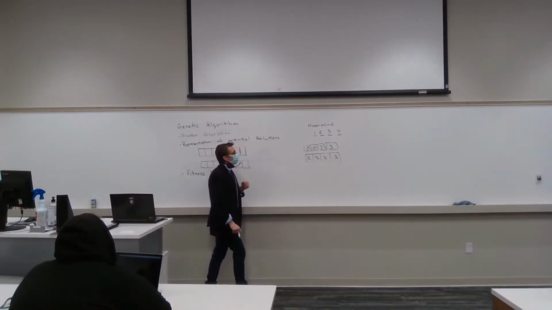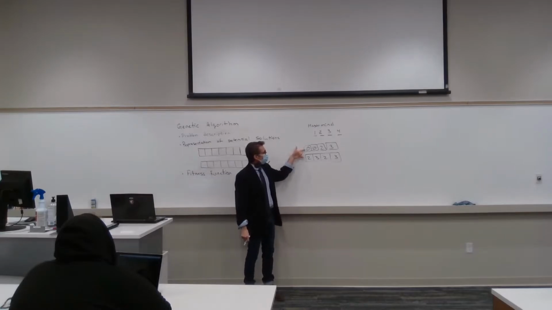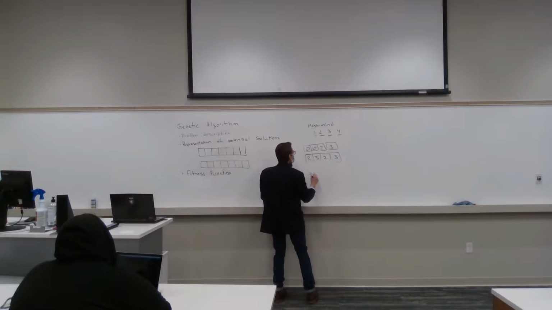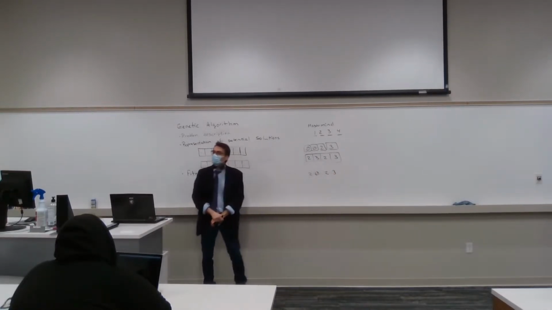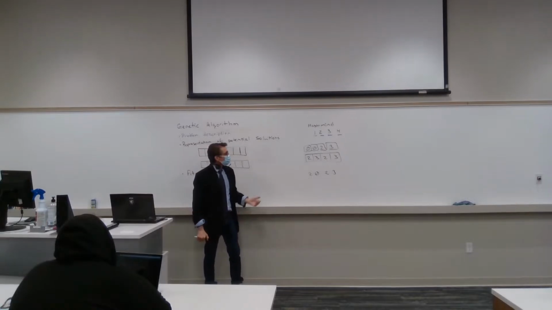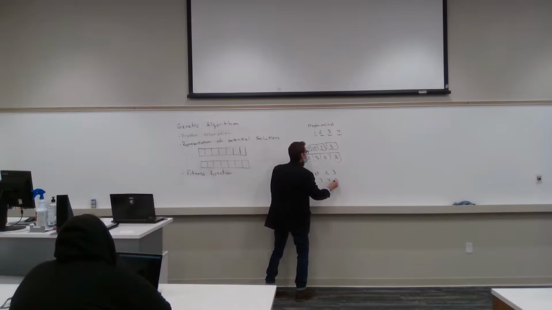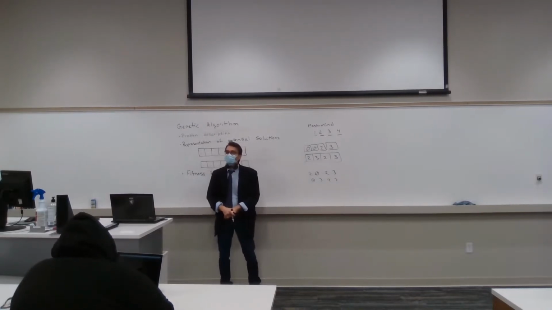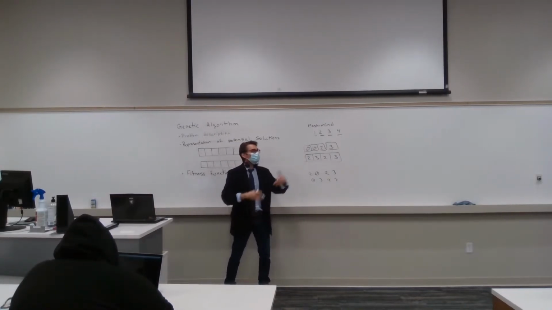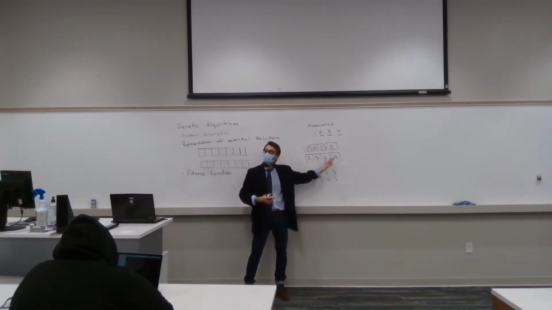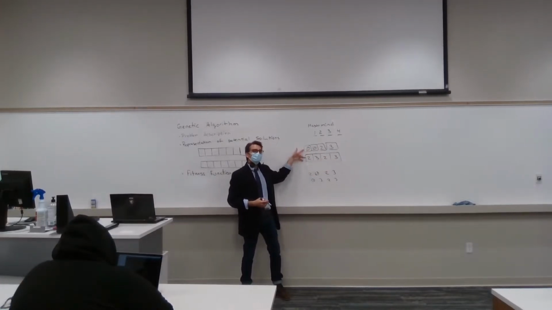Because you might get 2 here, and then you might get a 0 there, and then you're going to get a 2 and a 3 in those. Or you might get 0, 3, 2, 3. Or you might get 0, 0 again, 2, 3, or 2, 3, 2, 3. So you might get one of the original parents back again, or you might get something different.